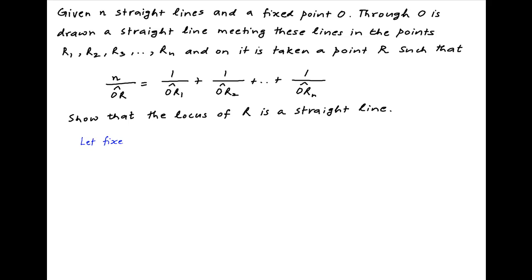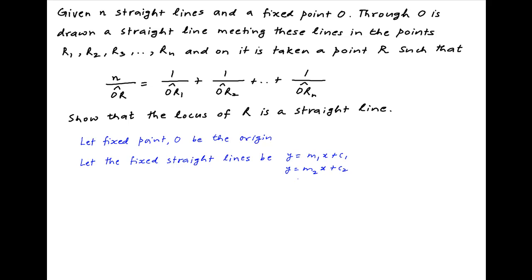Let's start by assuming that the fixed point O described in the problem statement is the origin. Let's assume that the equations of the n fixed straight lines are y is equal to m1x plus c1, y is equal to m2x plus c2, and so on till y is equal to mn times x plus cn. Now, since these are fixed straight lines, therefore m1, m2 and so on till mn and c1, c2 and so on till cn are also fixed.